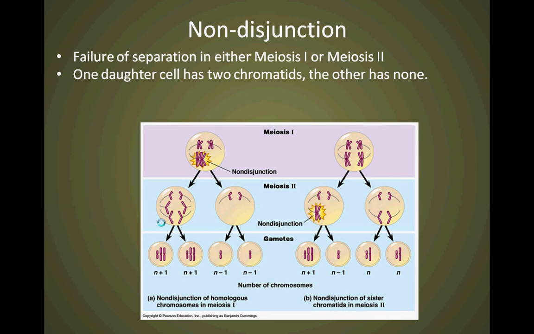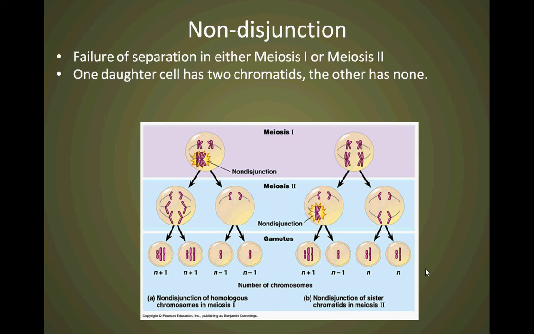Non-disjunction is the failure of chromosomes to separate during anaphase of either meiosis 1 or meiosis 2. An uneven distribution of chromosomes in the daughter cells is a result of this. One will have 2 chromatids from the parent and the other will have none. Both situations can have equally disastrous genetic effects, including non-viable cells, so cells that don't result in a living being, or disrupted genetic development, such as Down syndrome.